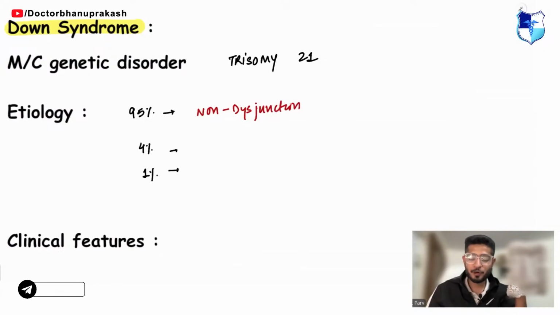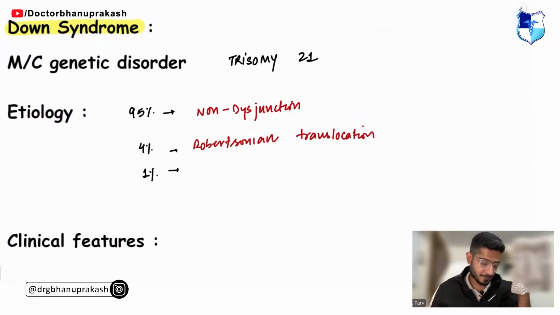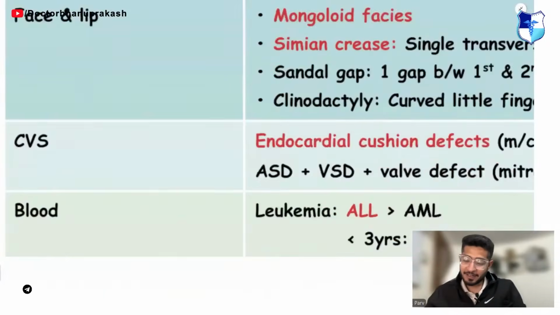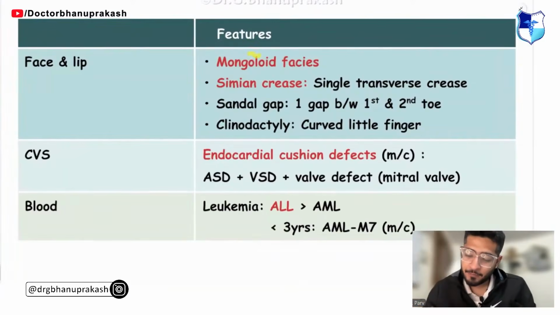4% is caused by Robertsonian translocation. And then 1% is going to be what? Mosaicism. Coming on to the clinical features, these are important clinical features. We are in the topic of genetics, so remember that they will have mongoloid facies, simian crease, and sandal gap.